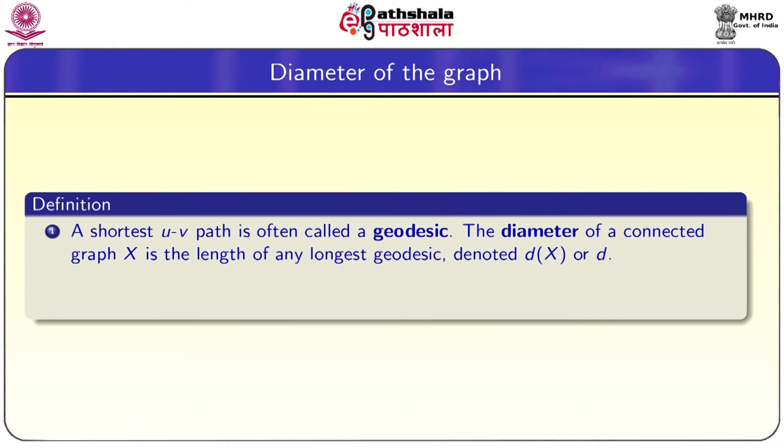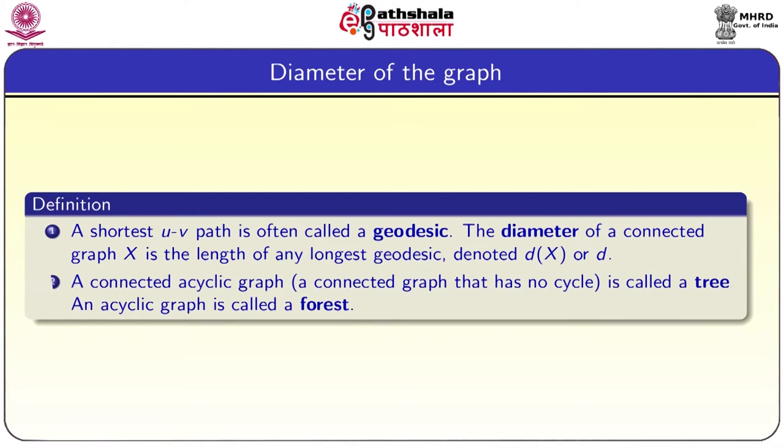Diameter of a graph. The shortest uv path is often called a geodesic. The diameter of a connected graph is the length of any longest geodesic, denoted by d of X or simply d. A connected acyclic graph is called a tree, and any acyclic graph is simply called a forest.